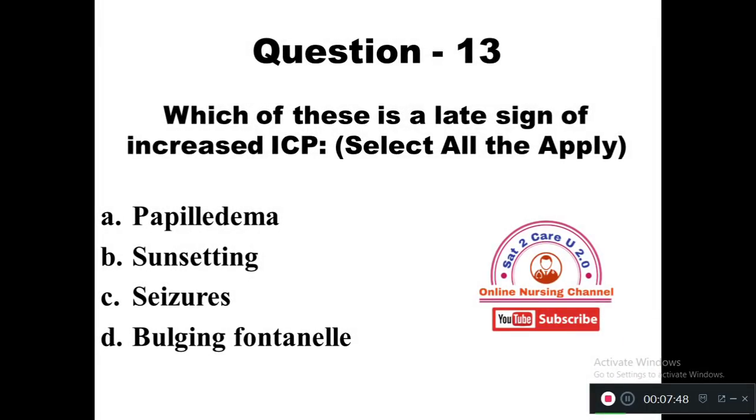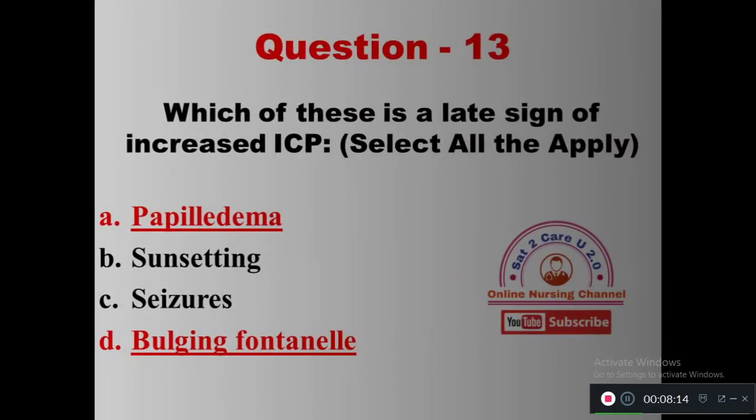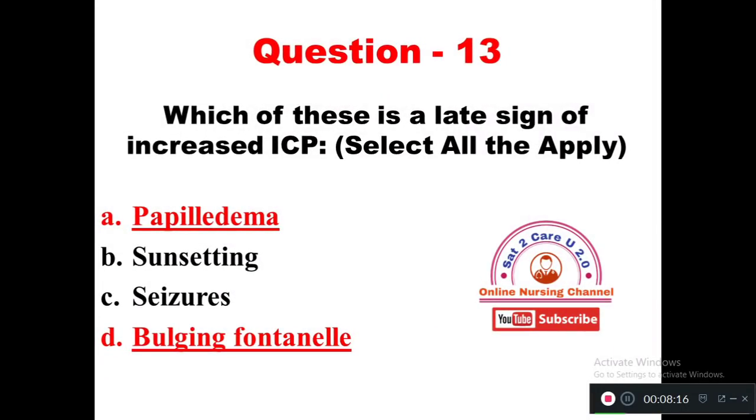Which of these is a late sign of increased intracranial pressure? Select all that apply. Option A papilledema, B sunsetting syndrome, C seizures, D bulging fontanelle. So the late signs of increased intracranial pressure are option A papilledema and D bulging fontanelle.